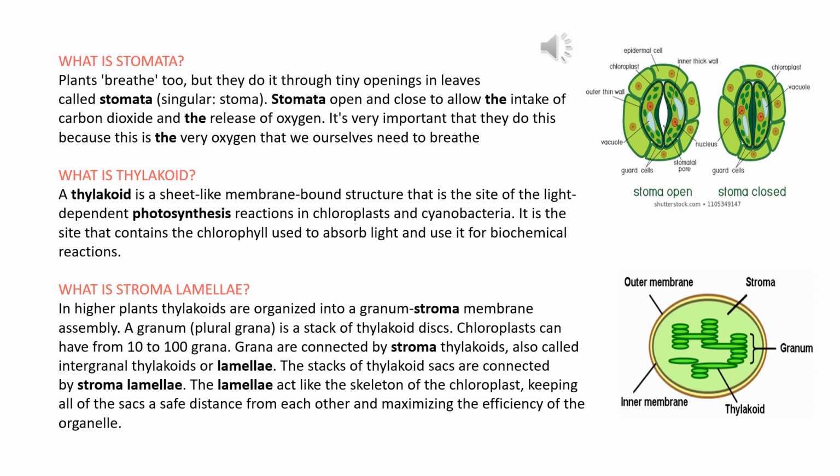In higher plants, thylakoids are organized into a granum and stroma membrane. Grana means, you can see the diagram, this cytoplasmic area, and stroma means this one, this one. Chloroplast can have from 10 to 100 grana. So grana are granule-like substances. Grana are connected by stroma thylakoids. Stroma means the cytoplasmic substance. Also called intergranal thylakoids or lamellae.